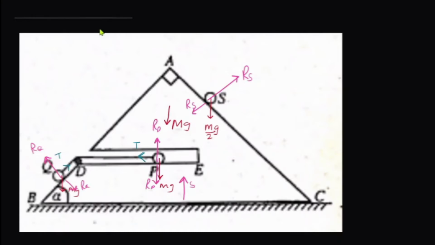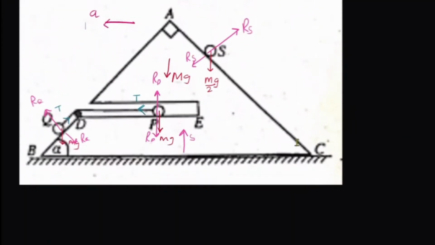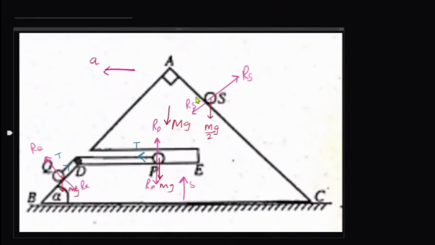So I'm going to mark the acceleration of the complete wedge. I'm going to assume the wedge is moving in this direction with an acceleration a. So that acceleration of the wedge relative to Earth is in this direction, a. Next, I'll consider the particle S. I'll assume the particle S moves downwards along the plane with acceleration a_s.